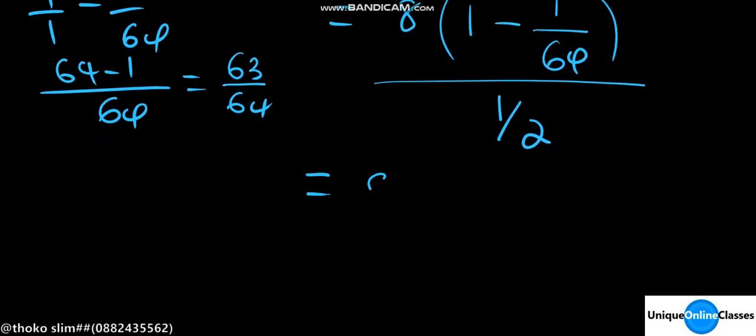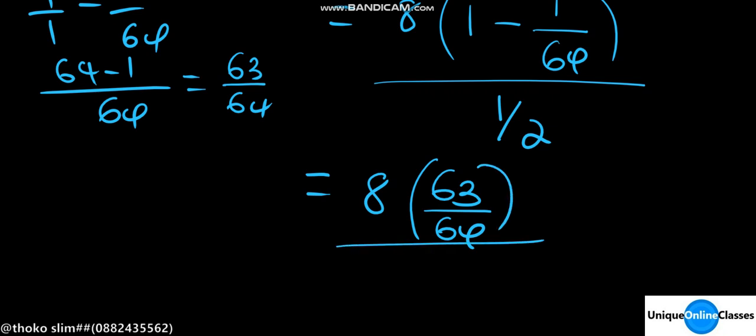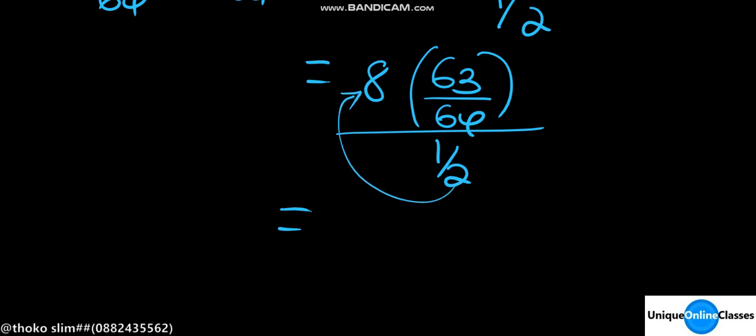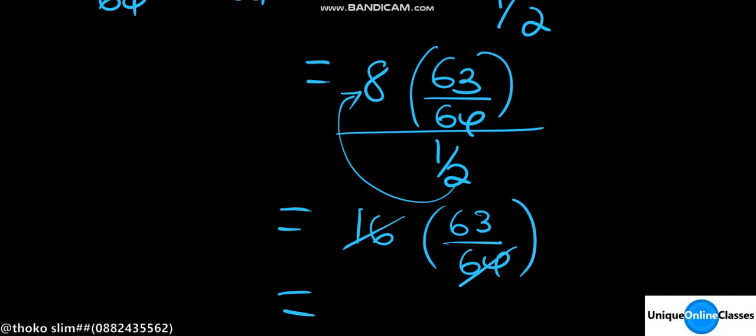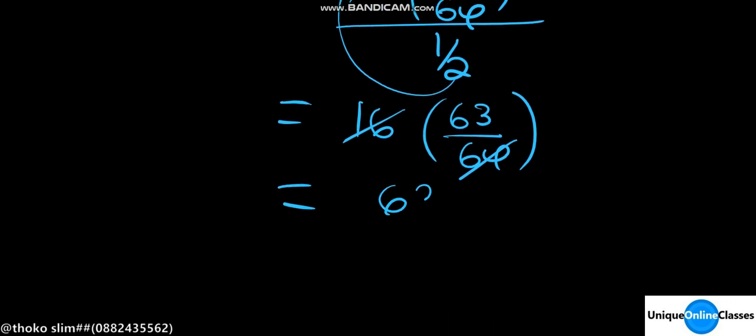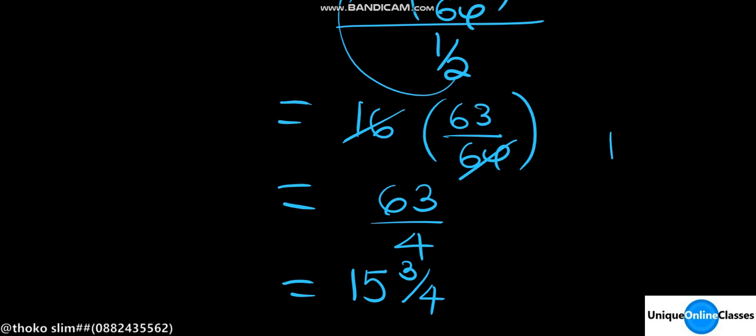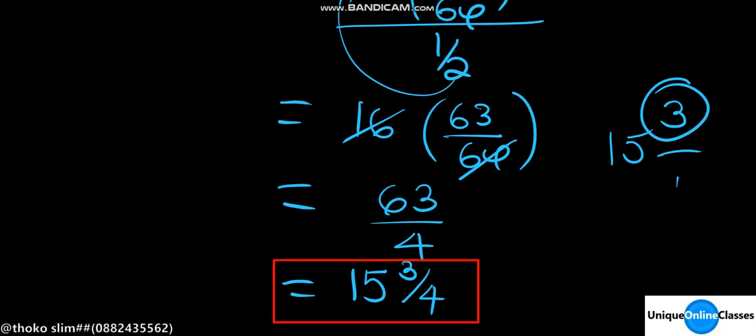So here we have 80 outside the bracket, and inside the bracket we have 63 divided by 64, and the whole of this divided by half. So we simplify: 80 over 64 reduces to 5 over 4, so we have 5 times 63 over 4, which is 315 over 4. It's an improper fraction, so we should put it into a proper fraction. The answer will be 78, then 3 over 4. That's our answer.